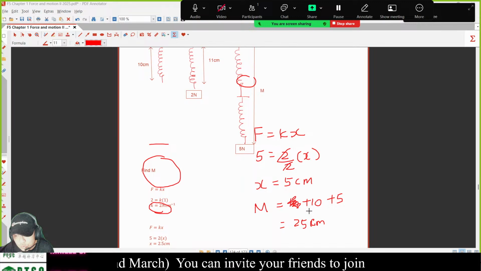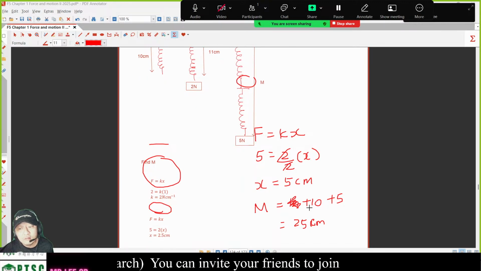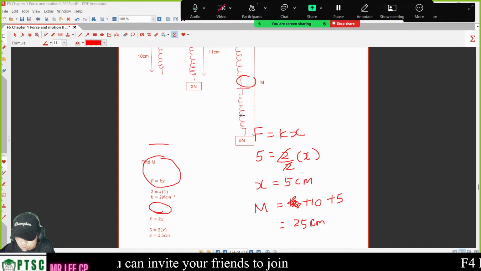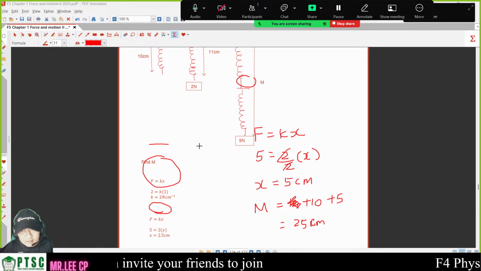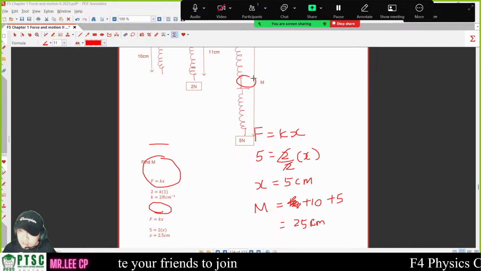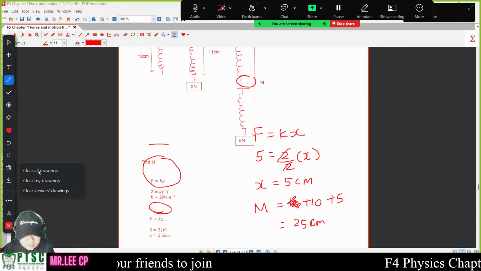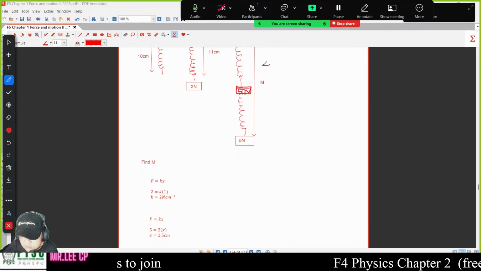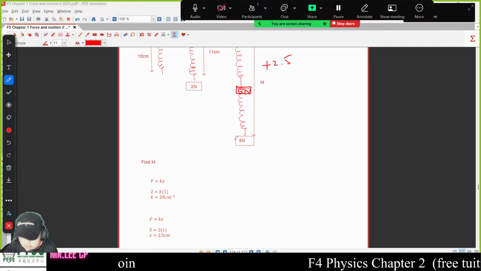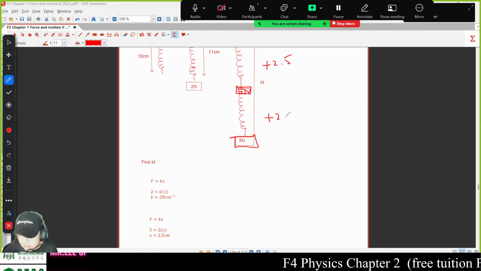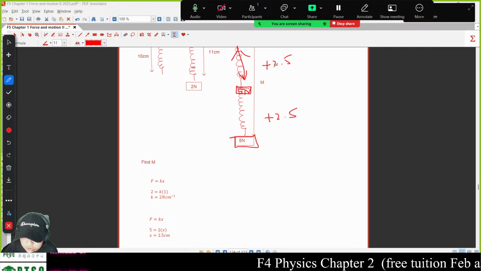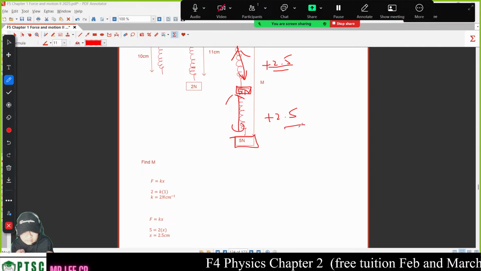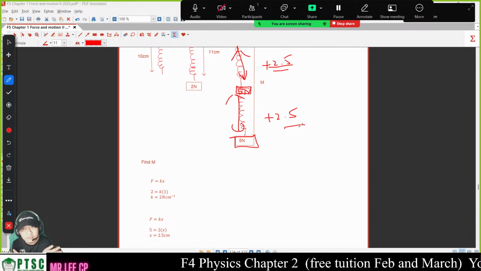So two spring, you have to do it separately. So that's why I do it separately. So this one, two spring in parallel. So I don't care. I just calculate one spring, extend how much. Meaning that what I do is, I hang one object at here, 5 Newton. So this one plus 2.5. Altogether, this one is original 10 plus 2.5. So I get 25. I do it separately.